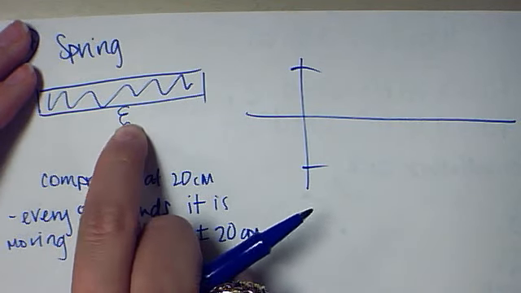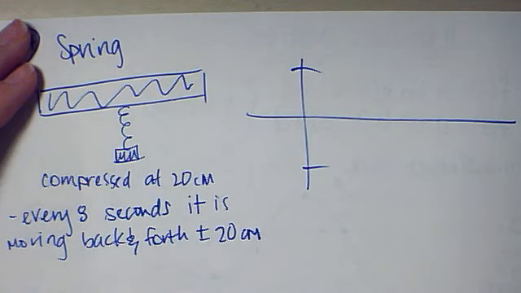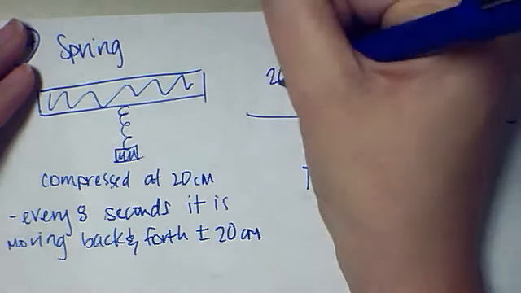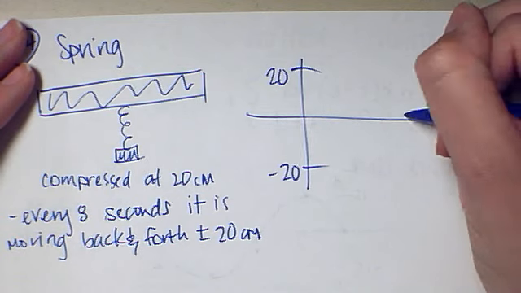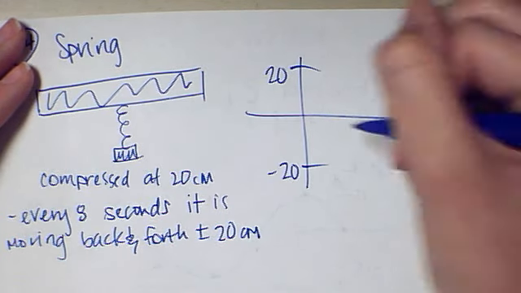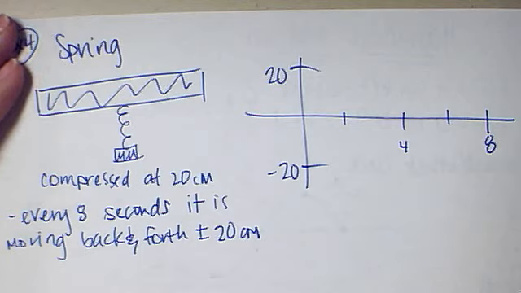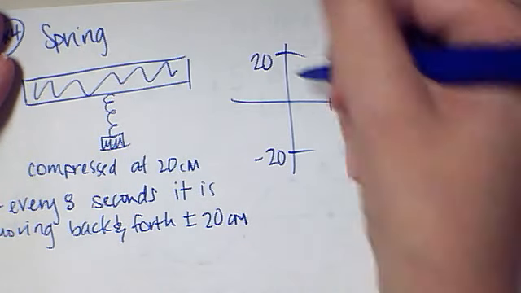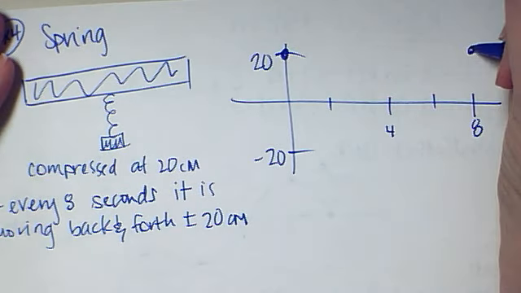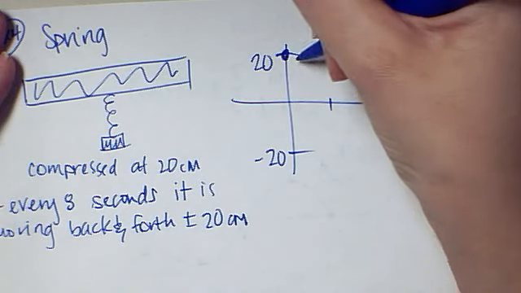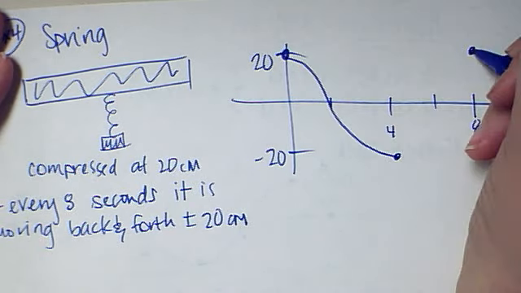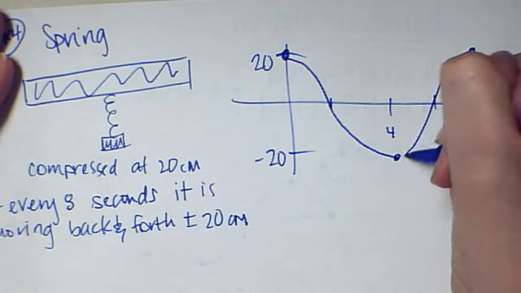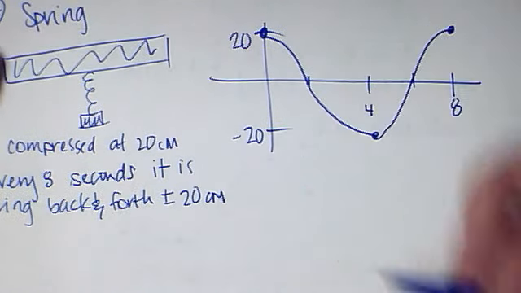Compressed means that this would be pushed up to the top of the table, so the spring is as smushed up as it could be. So 20 and negative 20. The time it takes is 8 seconds. The halfway mark would be 4, and then 2 and 6 in between those, respectively. And we're starting compressed, so we're starting at 20, we're ending at 20. Halfway in between, the spring would be unloaded as much as it possibly could be. And that would be our function.